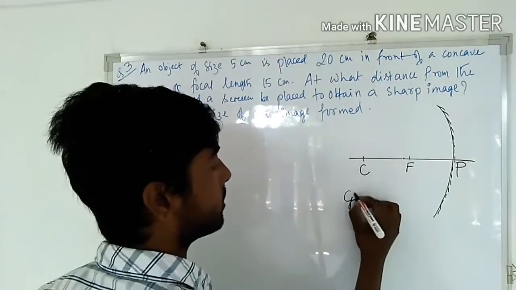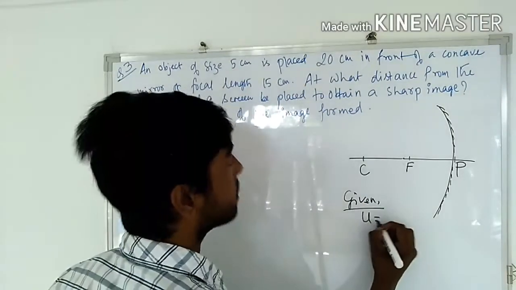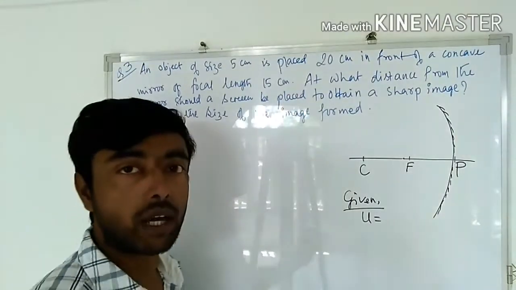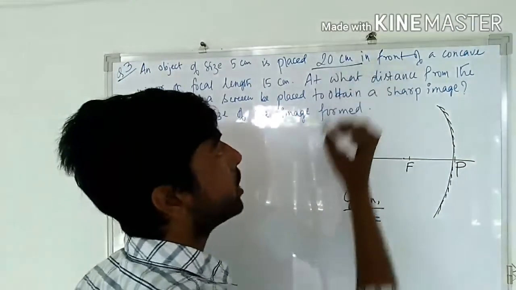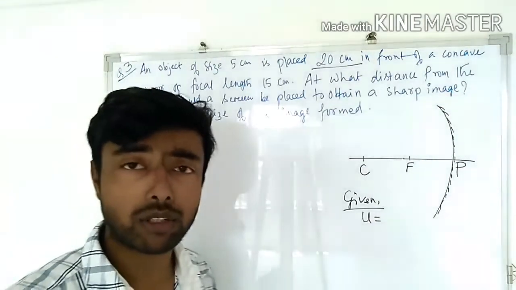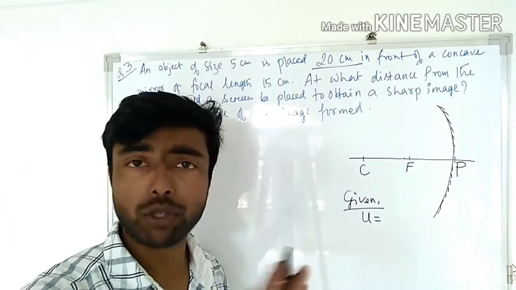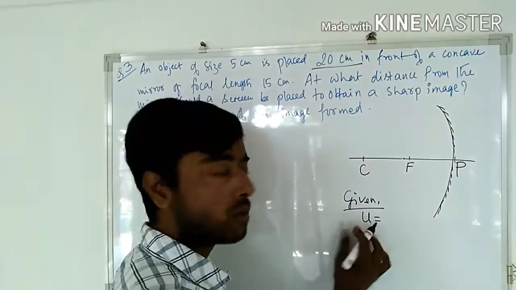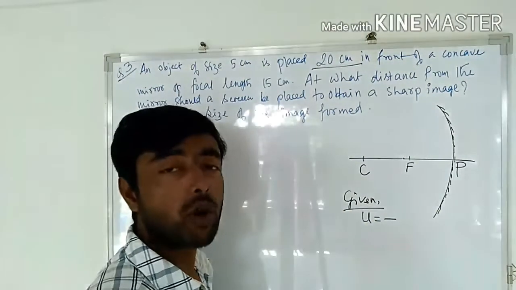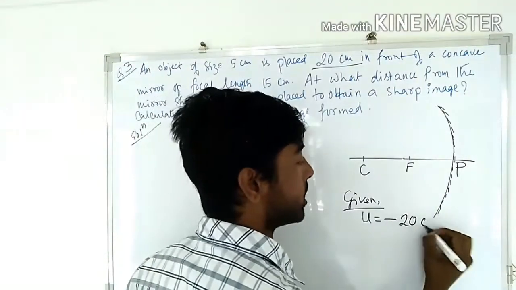Given, what is given? First of all, let me write what is given. U value is given. An object of size 5 centimeter is placed at what distance? 20 centimeter in front of the mirror. And you always know that for the object distance, no need to think whether it is positive or negative. Whenever you are writing U value, it is always negative. Clear? Always negative. Why? Because the object should always be placed in front of the mirror. This is 20 centimeter given.